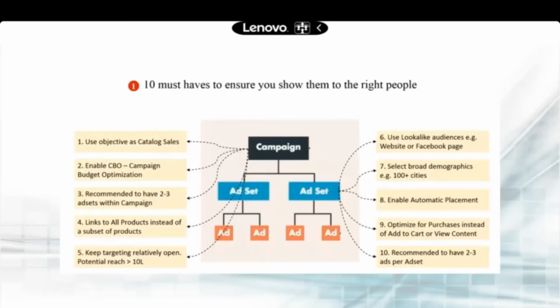Then when you're creating a campaign, as I told you, you will be using an objective of catalog sales. You will be enabling the campaign for budget optimization. You will be creating 2 to 3 ad sets. So if you are well versed with Facebook, you will understand this concept. An ad set is nothing but an ad group.